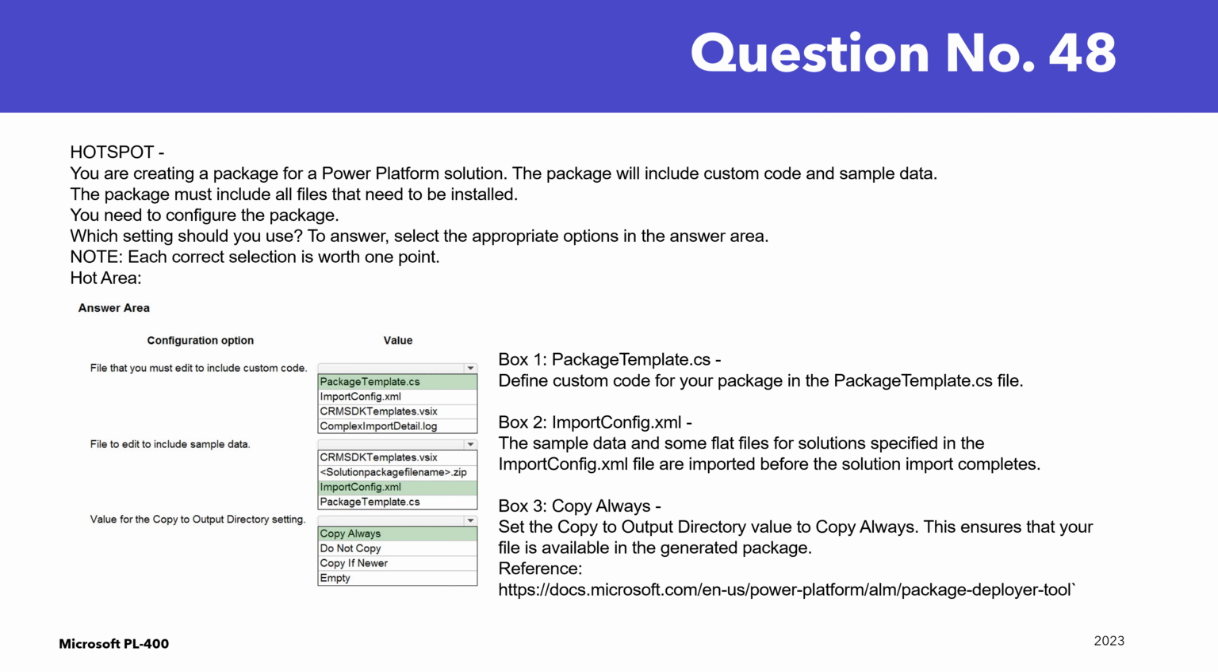Configuration file that you must edit to include custom code: PackageTemplate.cs. Configuration file to edit to include sample data: ImportConfig.xml. Configuration value for the Copy to Output Directory setting: Copy always.